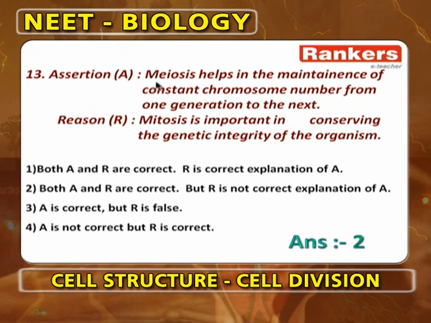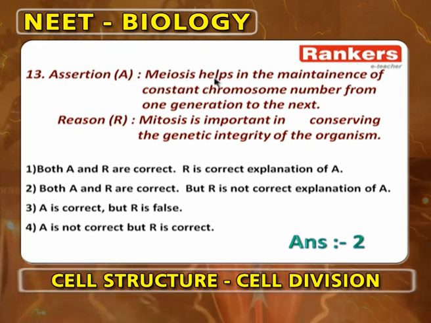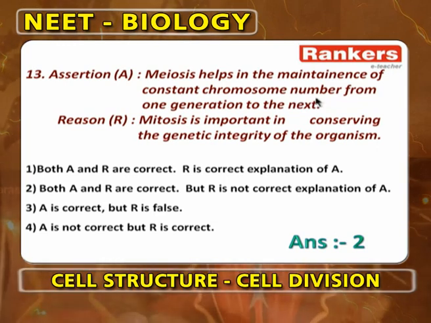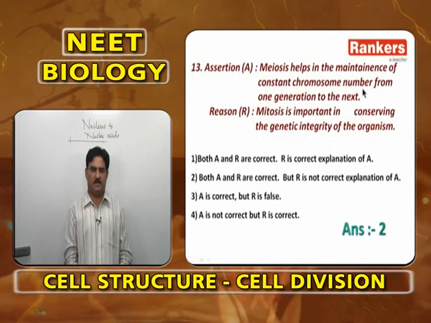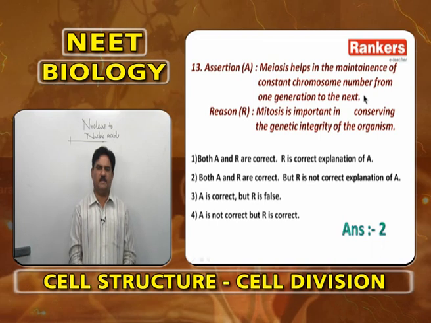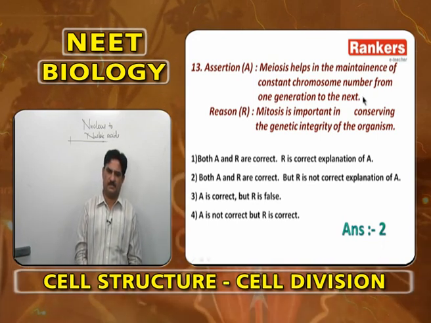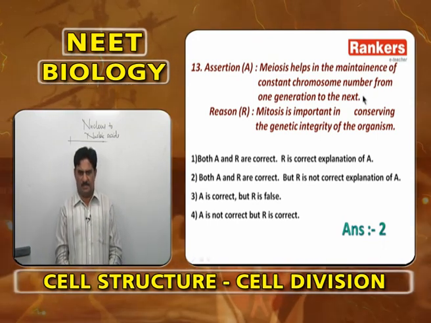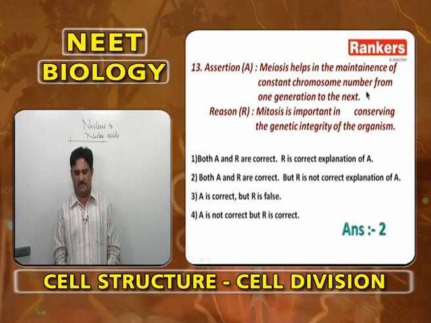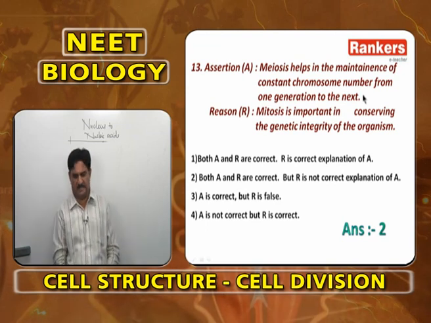Another assertion reason. Meiosis helps in the maintenance of constant number of chromosomes from one generation to the next generation. Definitely this is correct. Why? Because meiosis is a reduction division. During the formation of zygote, gametes have to be formed. That means zygote is diploid, embryo is diploid, new plant is diploid. For the formation of zygote, at one point of time chromosomal number must be reduced to half. The chromosomal number reducing to half occurs in meiosis. So meiosis helps in maintaining the constant chromosomal number from one generation to the next generation is correct.